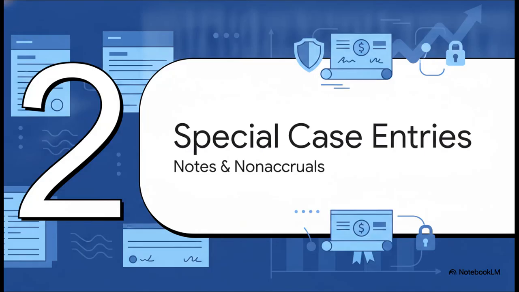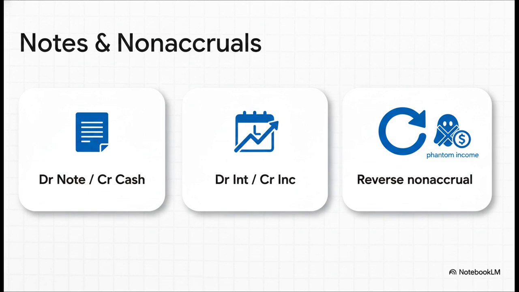Moving right along to Section 2, special case journal entries, focusing specifically on handling notes and non-accruals. When we step outside standard trade invoices, things like formal promissory notes require a slightly different touch. The initial debits and credits are straightforward. Issuing the note, simple. As time passes, you accrue interest, debiting interest receivable and crediting interest income.